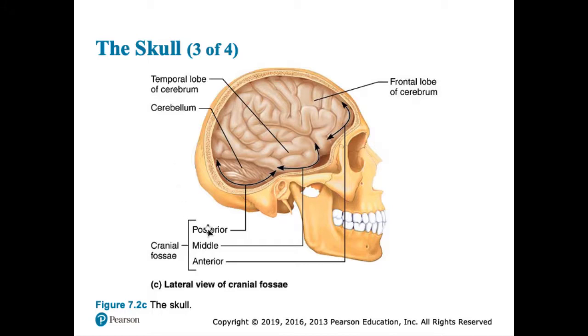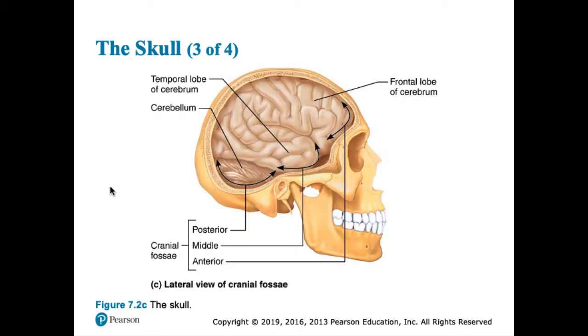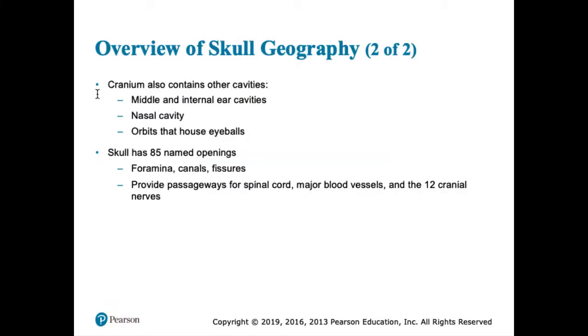Here we have a different view of that. One thing that you have to be careful about is that you do have to memorize these structures from different views. So make sure you understand them from the superior view and the lateral view. The cranium also consists of other cavities as well: the middle and internal ear cavities, the nasal cavity, and the orbits that house the eyeballs.